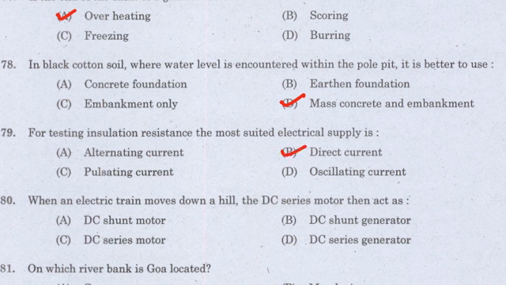When an electric train moves down a hill, the DC series motor then acts as DC shunt motor, DC shunt generator, DC series motor, DC series generator. Right answer is option D, DC series generator.